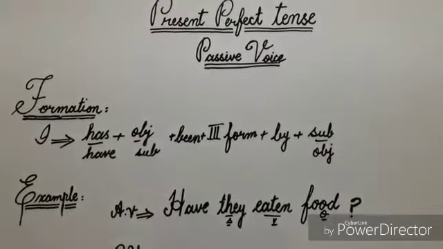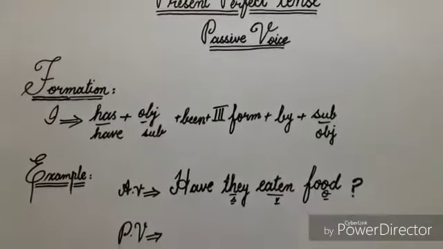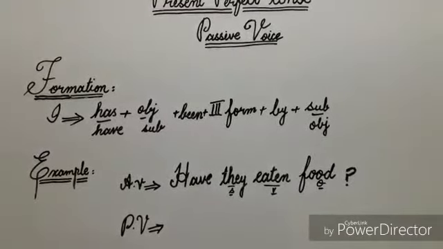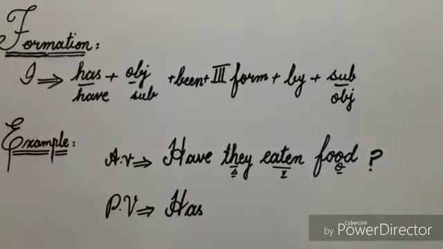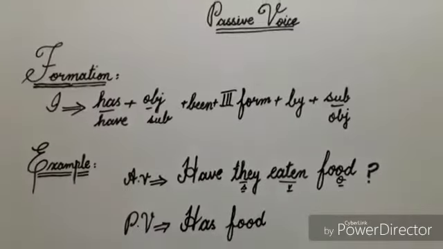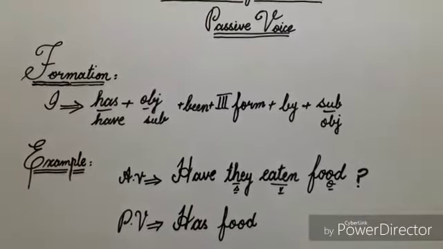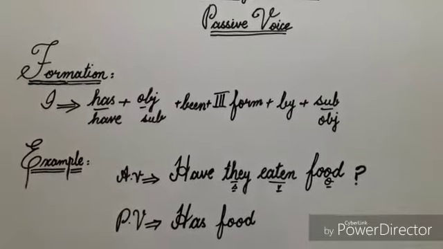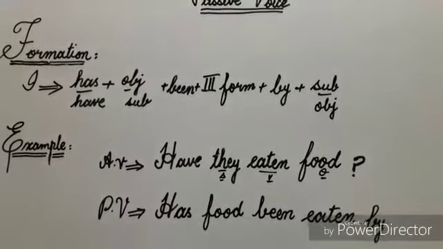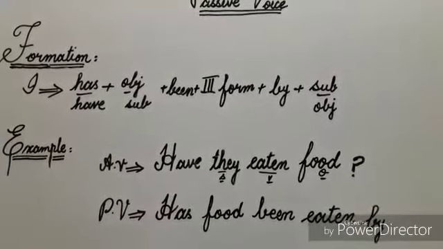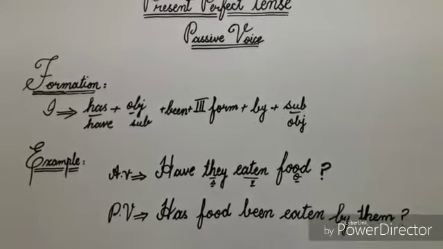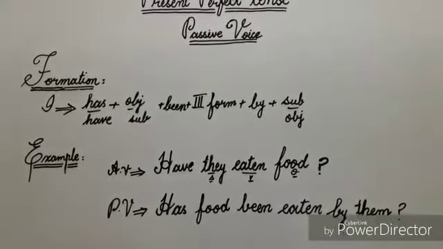Now I'll change this active voice sentence into passive voice. According to the formation, firstly I'll write here helping verb has. Next to has, I'll write here object, and in this sentence food is object, so I'll write it here. Next to food, I'll write here been, third form of verb eaten, and preposition by. Next to by, I'll write here subject but in objective condition. In this sentence, they is subject and its objective condition is them, so I'll write here them. Now you can see that by using this formation we have made our interrogative passive voice sentence.